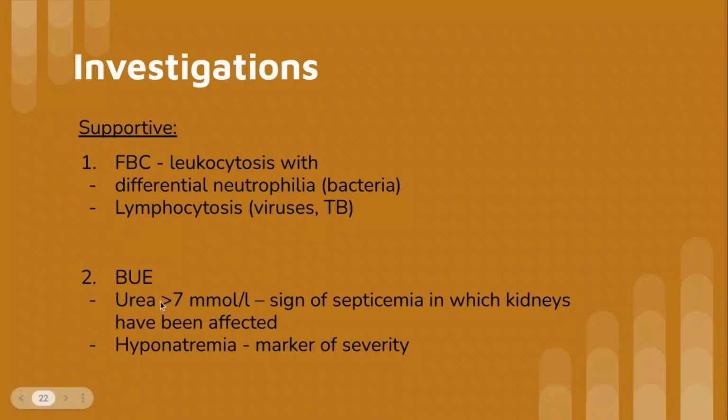Okay, so if their urea is more than 7 millimoles per liter, it's a sign of septicemia in which the kidneys have been affected. And they can also have hyponatremia. The explanation, they said, is poorly understood. Okay, but if there is hyponatremia in the context of pneumonia, it's a marker of severity. All right.